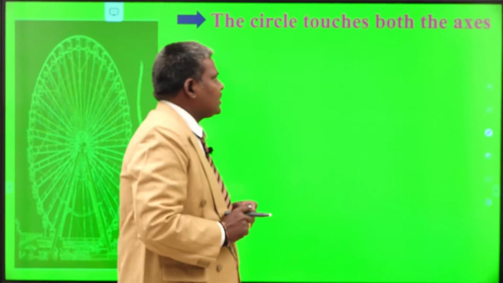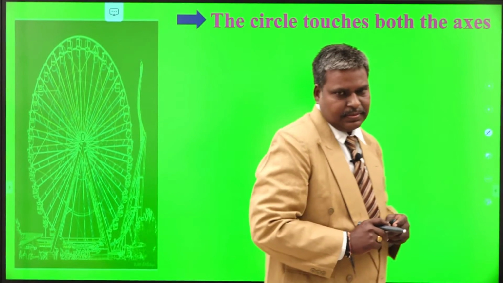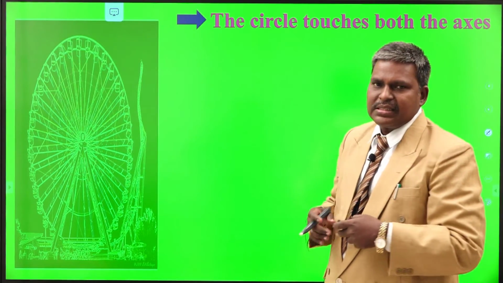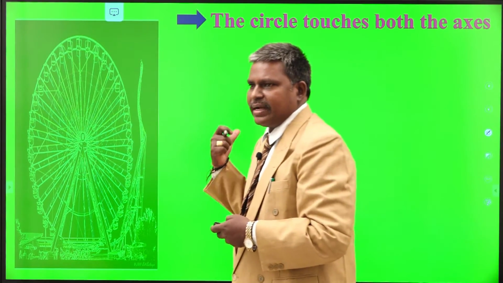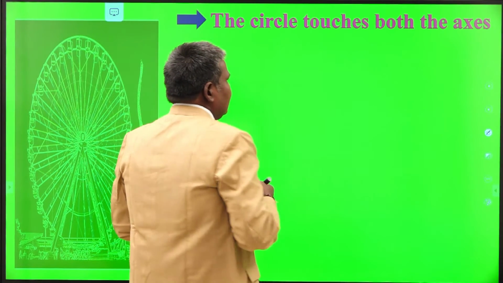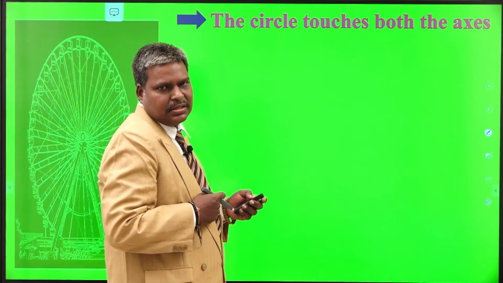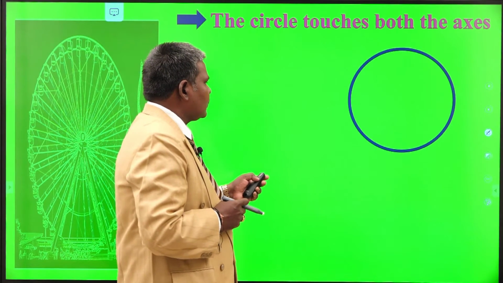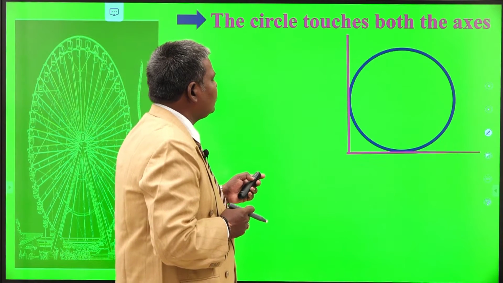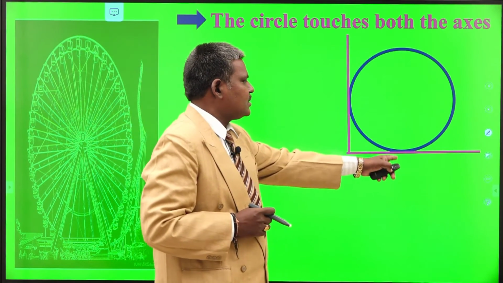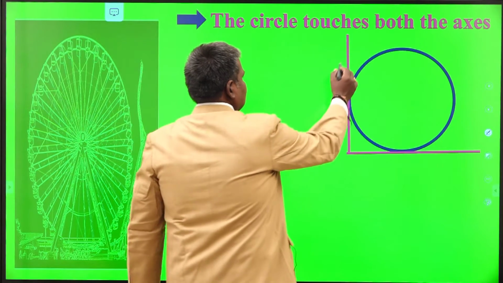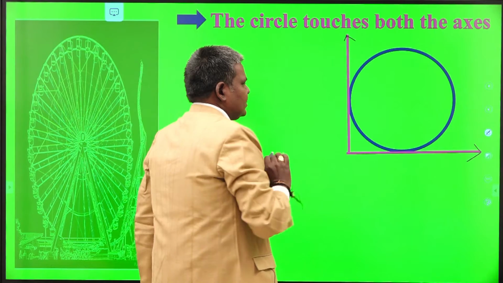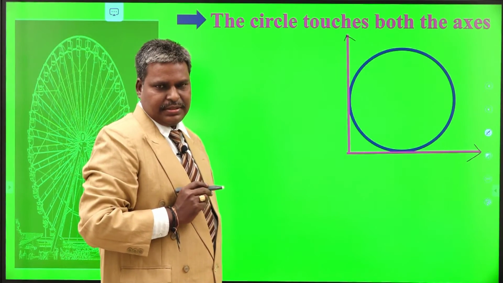The circle touches both the axes. Previously we discussed when it touches x-axis, when it touches y-axis. Now let us see what is the equation of circle touches both the axes. Okay. This is your circle. It touches both the axes, x-axis as well as y-axis. This is y-axis, this is your x-axis, this is your circle touches both the axes.